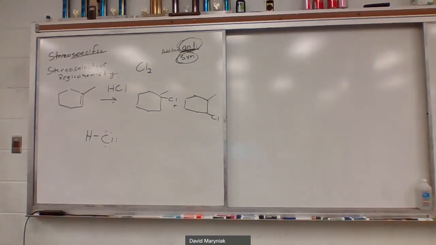And Markovnikov's rule, what? When you're doing an addition, and the addition involves H, the carbon with more H's preferentially gets the incoming H. So are we doing an addition where H is a part of it? And can you count the H's on each carbon?